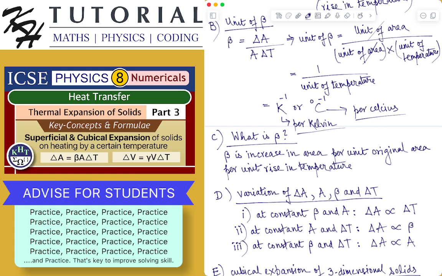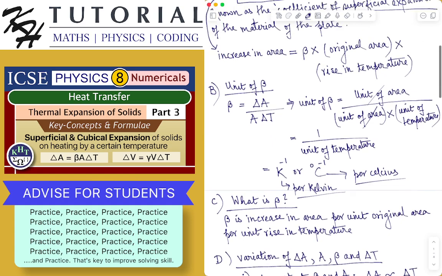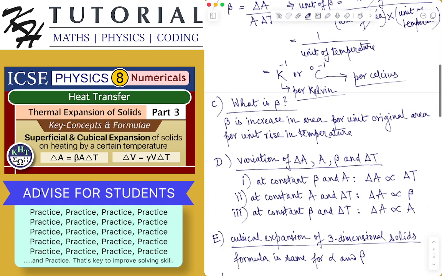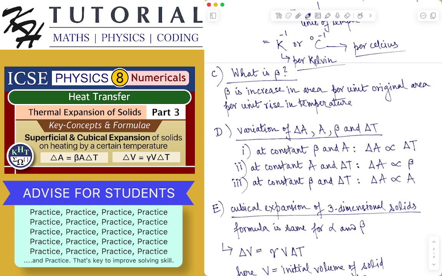We can from this formula, that is delta A is equal to beta into A into delta T, easily figure out how the values of delta A, beta and delta T vary with each other. So if beta and capital A are kept constant, then the increase in area will be directly proportional to the increase in temperature.